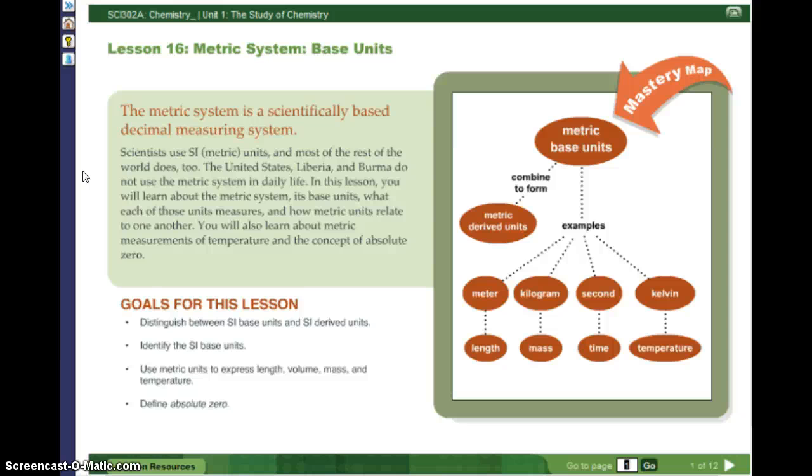In this lesson, you will learn about the metric system, its base units, what each of these units measures, and how metric units relate to one another. You will also learn about metric measurements of temperature and the concept of absolute zero.